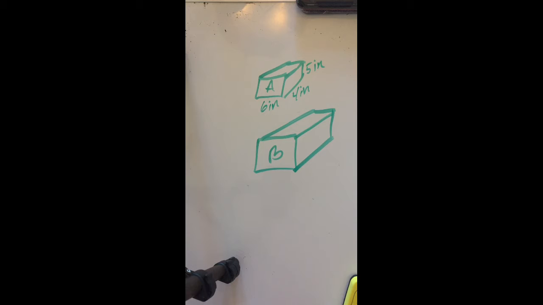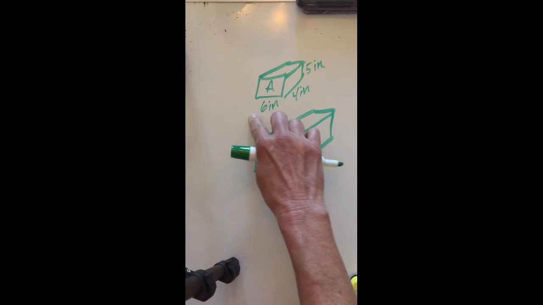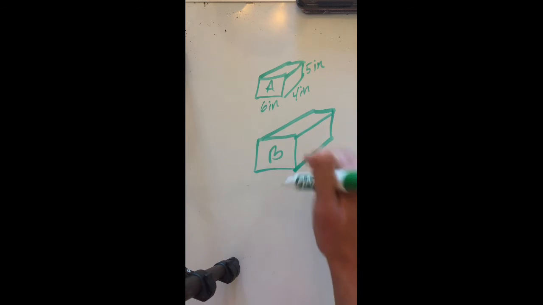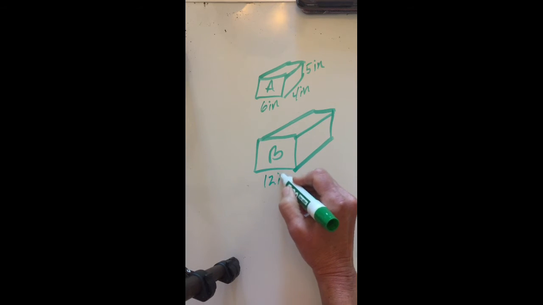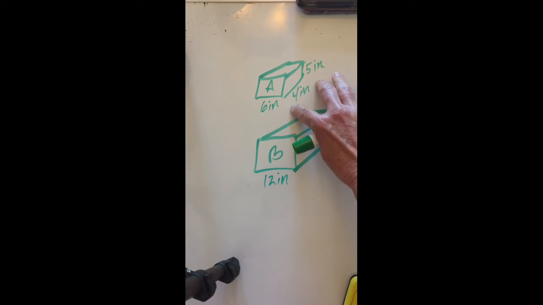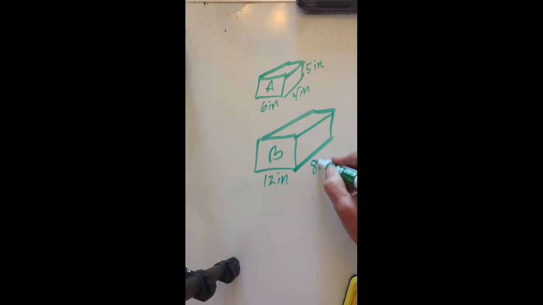Okay? And we know that prism B's dimensions are twice that of prism A. So if prism A has a length of 6 inches, this would be 12 inches. A width of 4 inches would be 8 inches here. And a height of 5 inches would be 10 inches here. Now, let's go ahead and calculate the volume for each of those prisms.